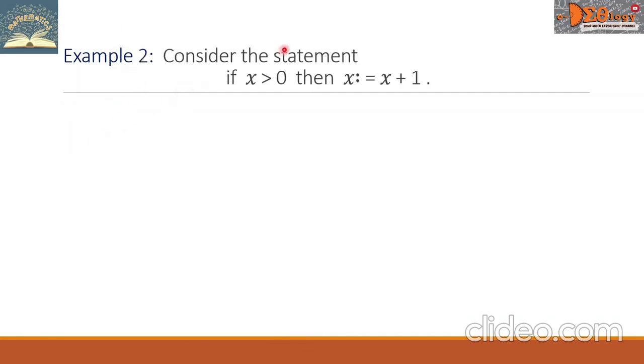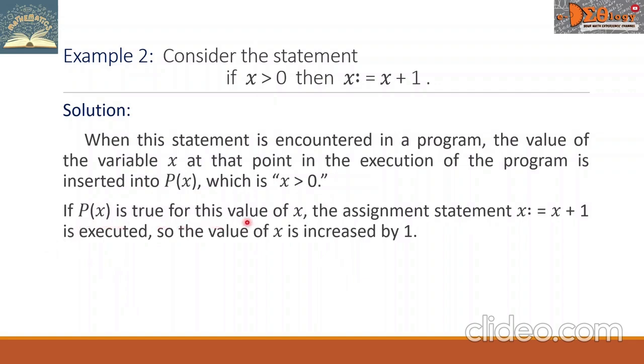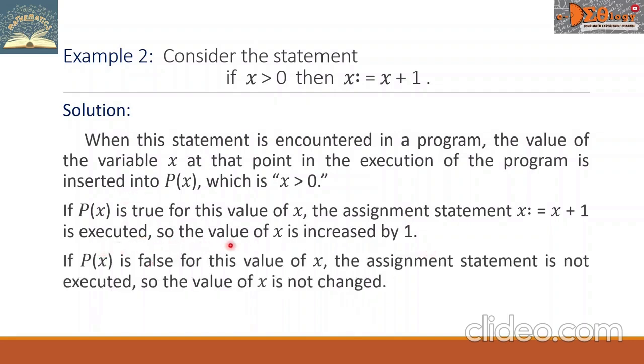Example 2. Consider the statement: if x is greater than 0, then x colon equals x plus 1. When this statement is encountered in a program, the value of the variable x at that point in the execution of the program is inserted into P of x, which is x is greater than 0. If P of x is true for this value of x, the assignment statement x colon equals x plus 1 is executed. So the value of x is increased by 1. If P of x is false for this value of x, the assignment statement is not executed. So the value of x is not changed.